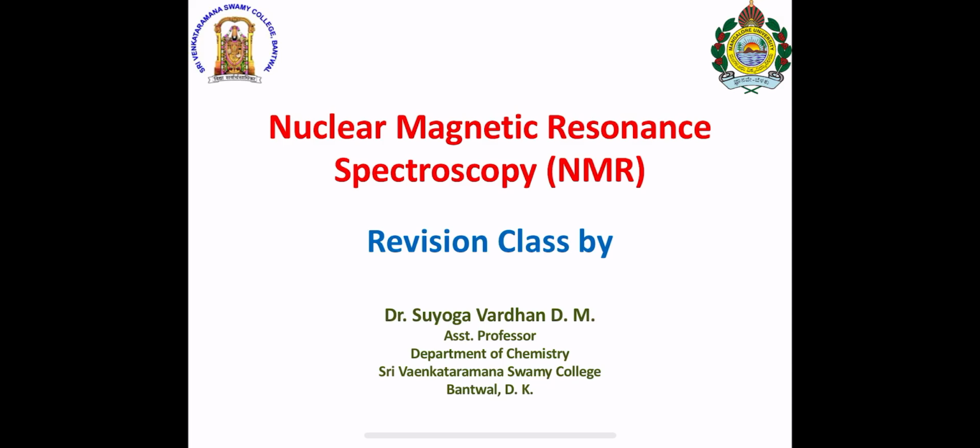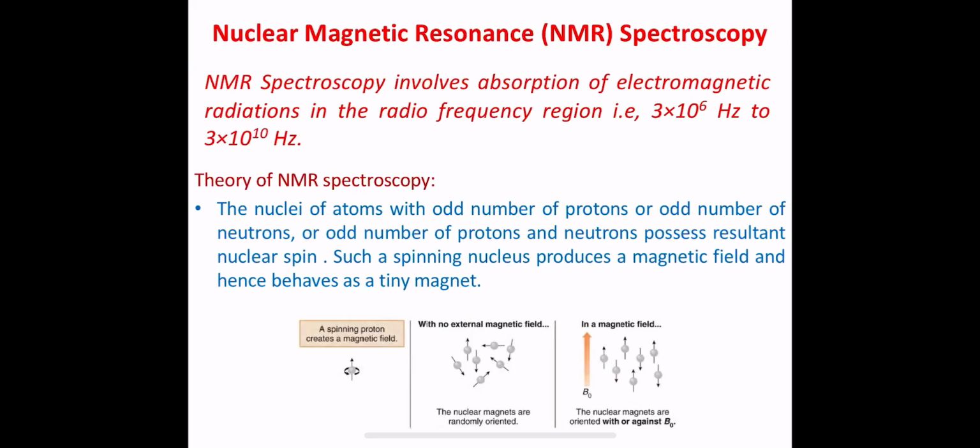We have to understand the concepts of NMR spectroscopy, why it is used, what its applications are, and how to handle the NMR spectroscopic instrument. All this is very important. So now I am going to revise the class on NMR spectroscopy. What are we going to understand in NMR spectroscopy? What is NMR spectroscopy actually?